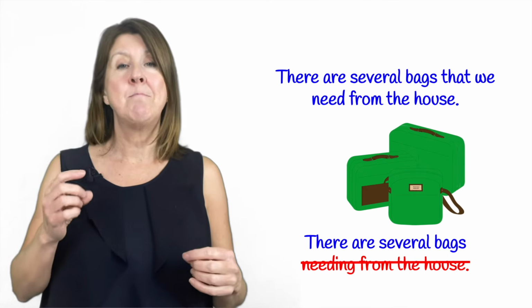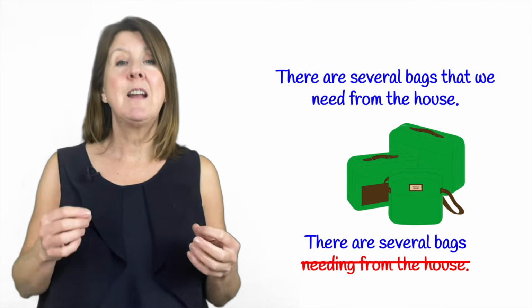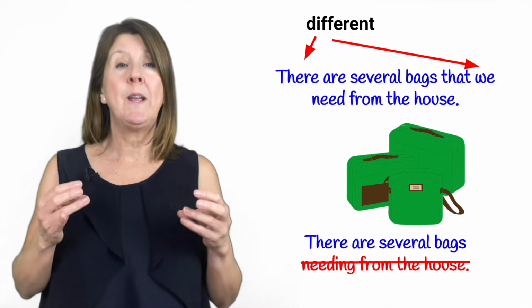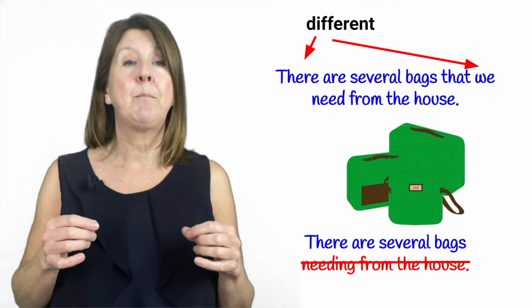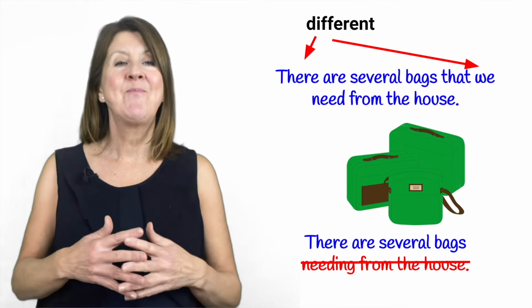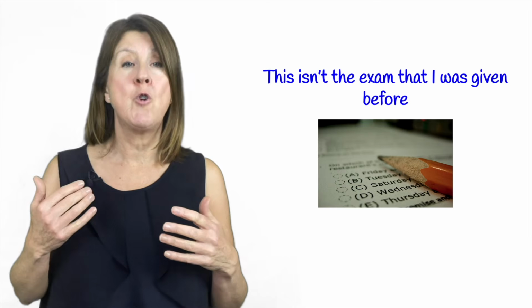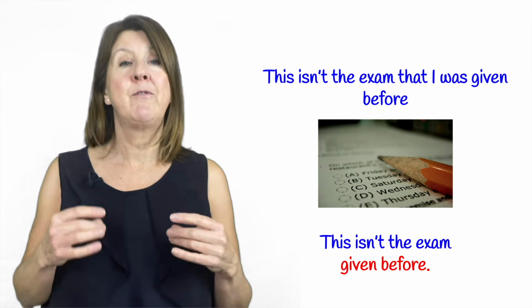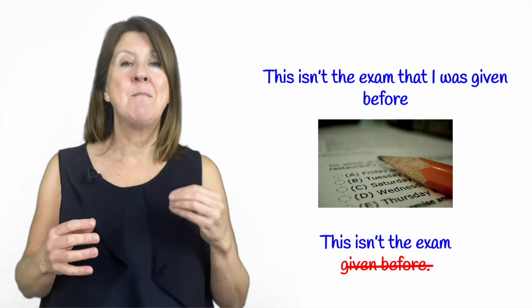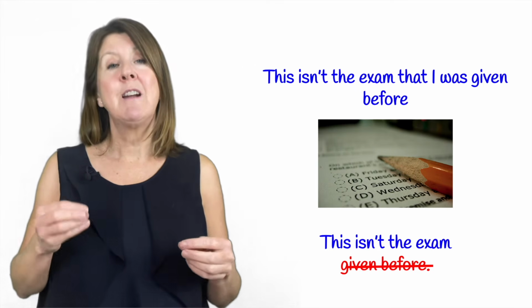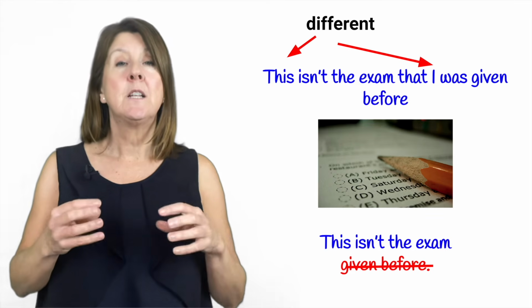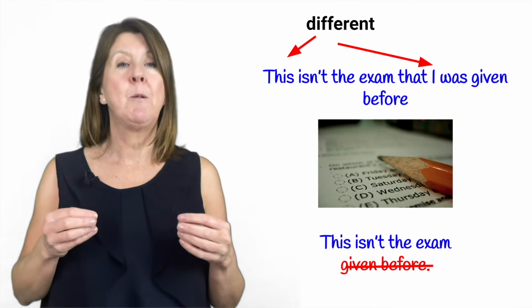Here the subject in the main clause is there and the relative pronoun is we. The subjects are different, so we can't use a participle. Or, this isn't the exam that I was given before. Not, this isn't the exam given before. Here the subject in the main clause is this and the relative pronoun is I. The subjects are different, so we can't use a participle.